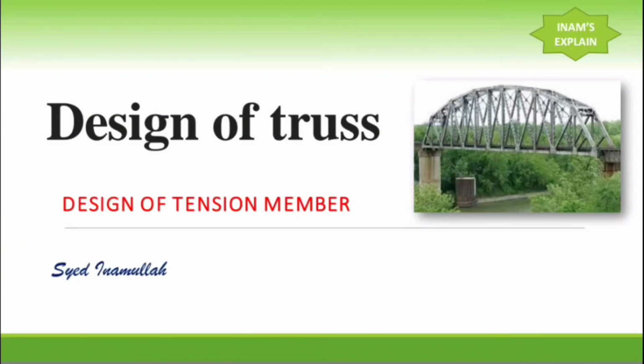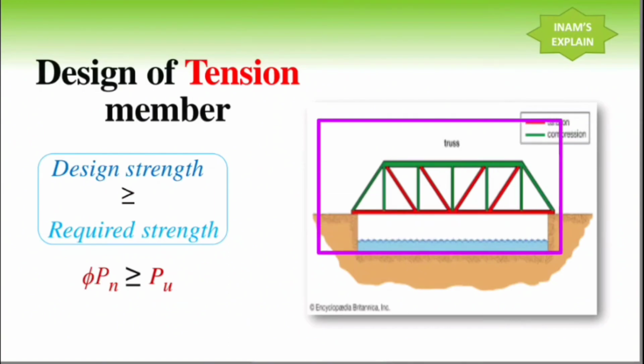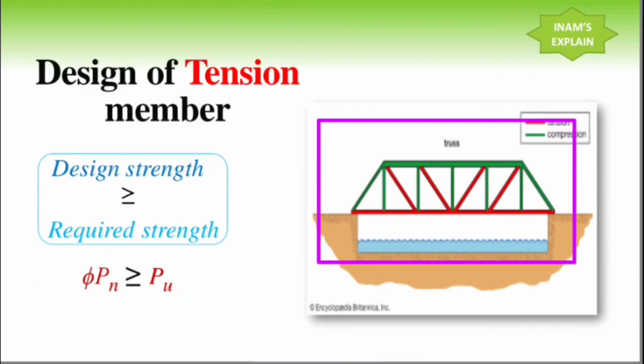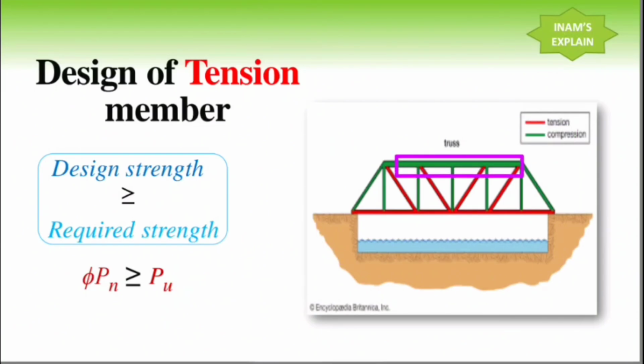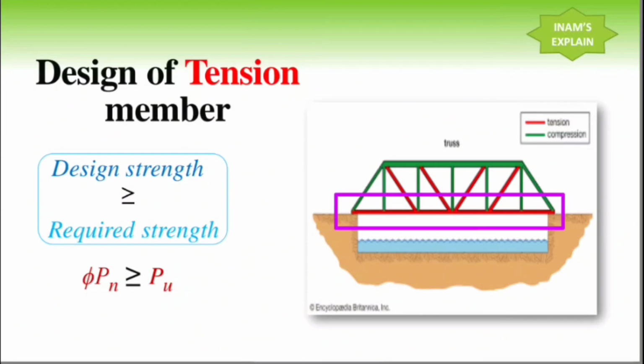Since we know that a truss is a structural element that supports axial forces, whether in tension or in compression, there are two designs involved in the design of truss: design of tension members and design of compression members. In this lecture we are only discussing the design of tension members. In this analysis of the truss, the red elements show the tension and the green members show the compression. So here we will only be designing the red elements, that are the tension members.